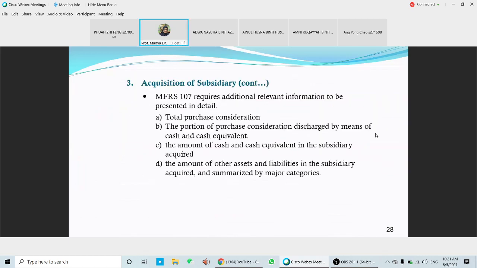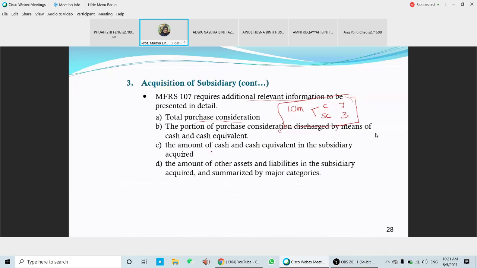So, when you have acquisitions, you need to provide additional information in the notes to the accounts: how much you pay for the purchase consideration, and the portion of the purchase consideration discharged by means of cash and cash equivalents. Let's say you pay 10 million. From that 10 million, cash is 7 million, and share capital is 3 million. This you need to disclose in the notes to the accounts. So, okay, this is the amount that you need to mention.